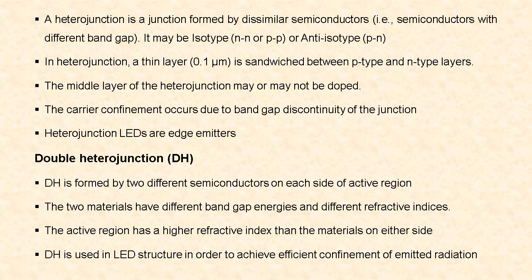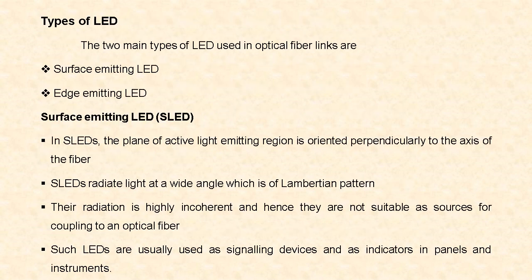Double heterojunction is used in LED structure in order to achieve efficient confinement of emitted radiation. Next, we will see about the types of LED. The two main types of LED used in fiber optic communication are surface emitting LED and edge emitting LED. First, we will see about surface emitting LED.